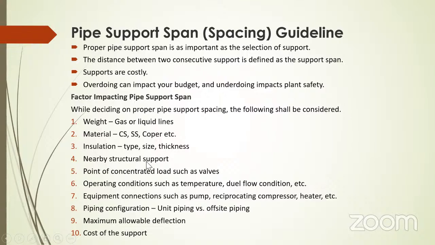And the nearby structural support, a point of concentrated load such as walls. If any wall is there, you have to place the support close to the wall or close to any other equipment which is supported on the pipeline. Let's say if a strainer is there, we have to give the support close to the strainer or valves. So like that, operating conditions, equipment conditions such as pump or reciprocating compressor, and maximum allowable deflection, those kinds of things you have to consider while designing the pipe support span.